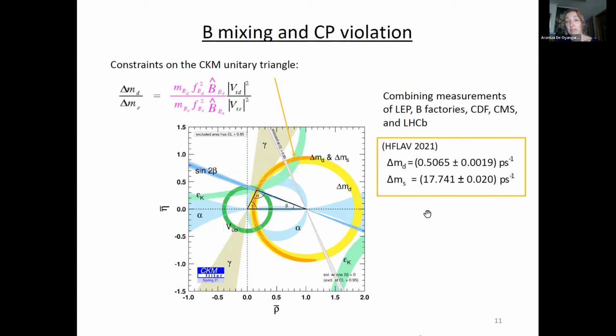So this is with the combined result from HFLAV, the Heavy Flavor Averaging Group. You have combined all the measurements from different experiments. This is the result that there is. So you can see that the results now are very precise, and they are agreeing very well with the other measurements of the different observables. Okay.